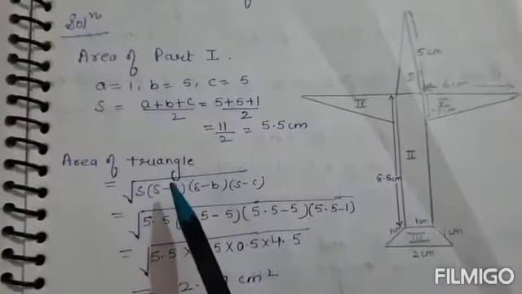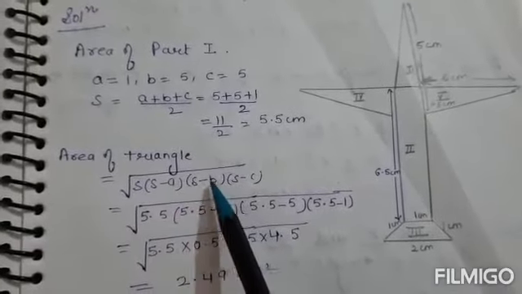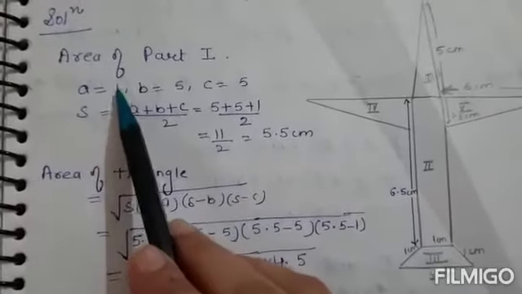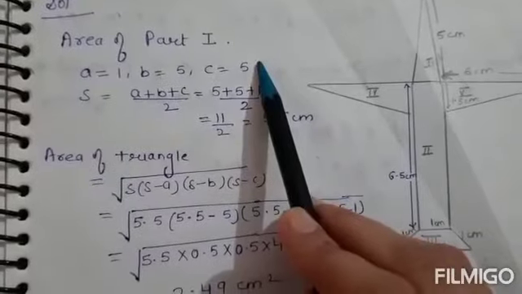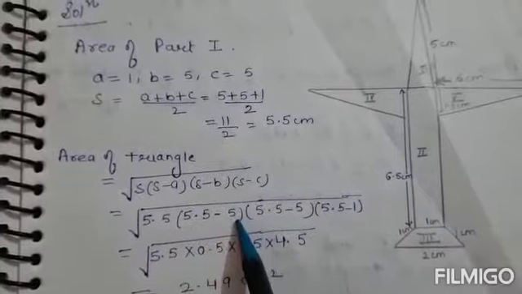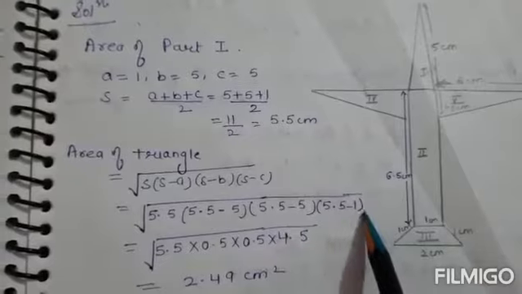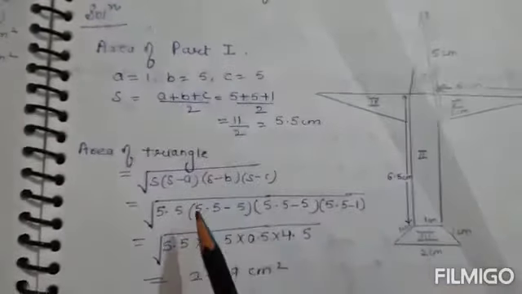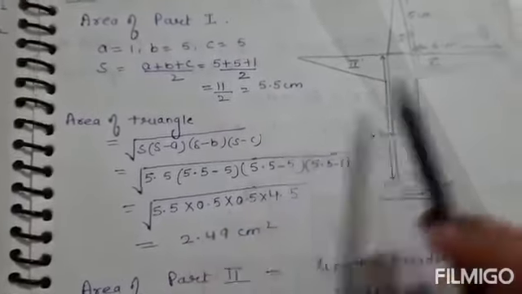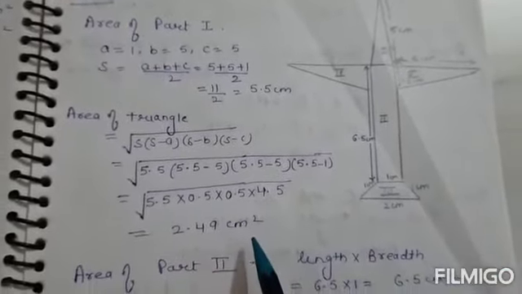Now apply Heron's formula. Under the root s into s minus a into s minus b into s minus c. So this is 5.5. You can also write here a equal to 5 and c equal to 1. Right? So this is 5.5 into 5.5 minus 5 into 5.5 minus 5 into 5.5 minus 1. Two sides are 5 and the other is 1. Right? So, multiply them. On simplification, the area of part 1 of this aeroplane is 2.49 centimeter square.